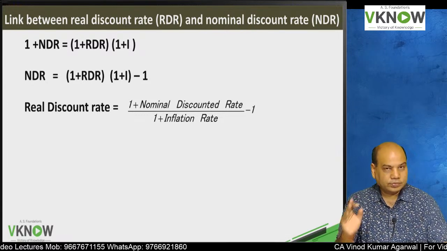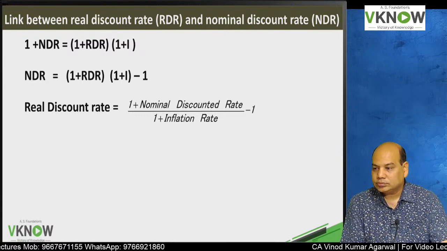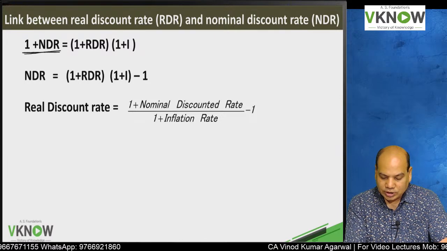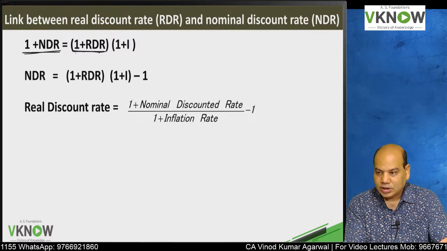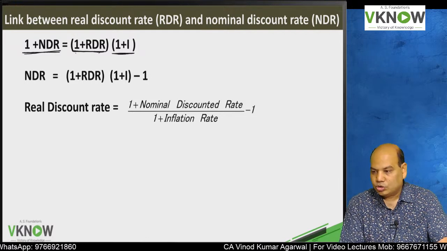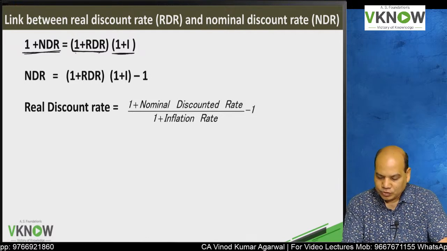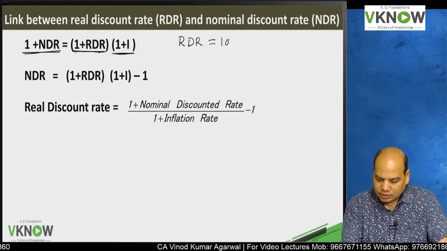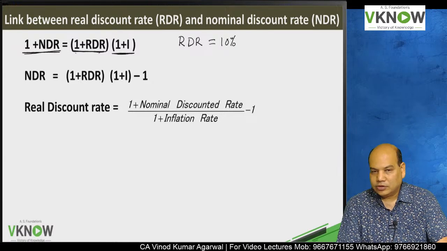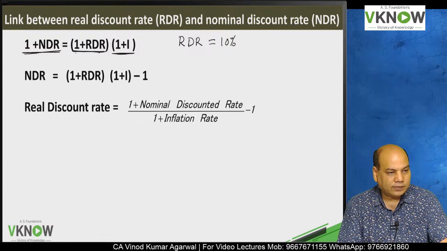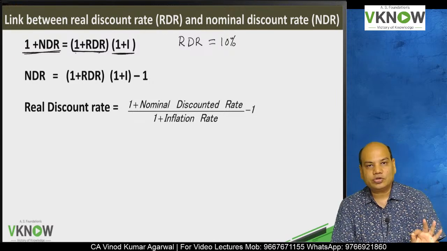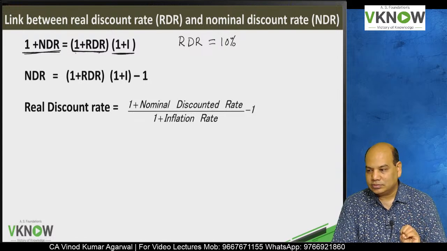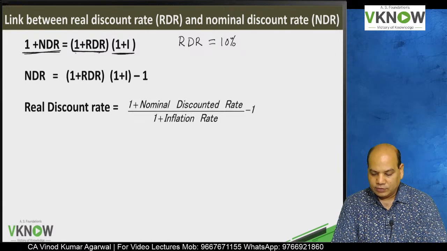Keep the book in front of you, nothing to write, it's given in the notes. The formula is 1 plus nominal discount rate is equal to 1 plus real discount rate into 1 plus inflation rate. Let us say for example, real discount rate is 10%. That is, my discount rate does not include risk or inflation premium. It involves basic time value of money, but it does not include risk or inflation premium.